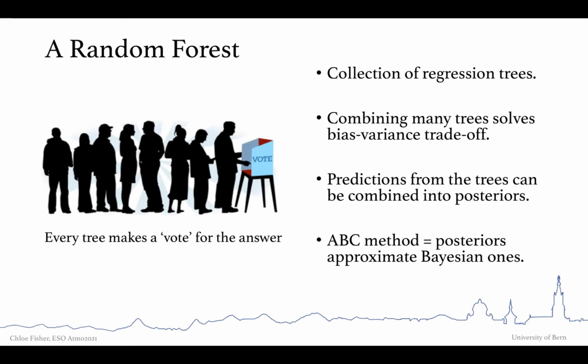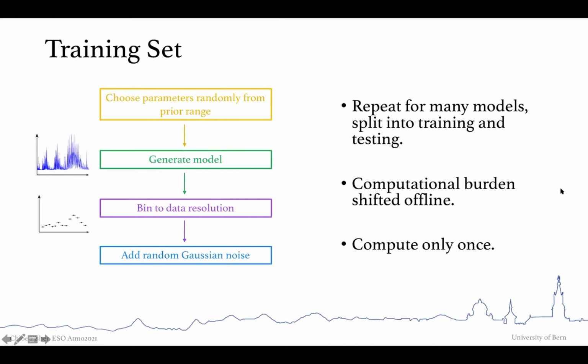Okay. So for retrieval of transmission spectra, for example, this is the kind of steps you need to go through. First you choose the parameters you want to retrieve, and then you sample those randomly from their prior ranges. So you just draw some temperature, some abundance of water, etc. And then you use those values to generate your model. You bin this down to the resolution of the data, and then you add random Gaussian noise where the standard deviation is the error bar of the noise. The reason you have to do this is because there's no way of feeding the forest the actual error bars. So you need to build it into the training set so it knows what the noise looks like.